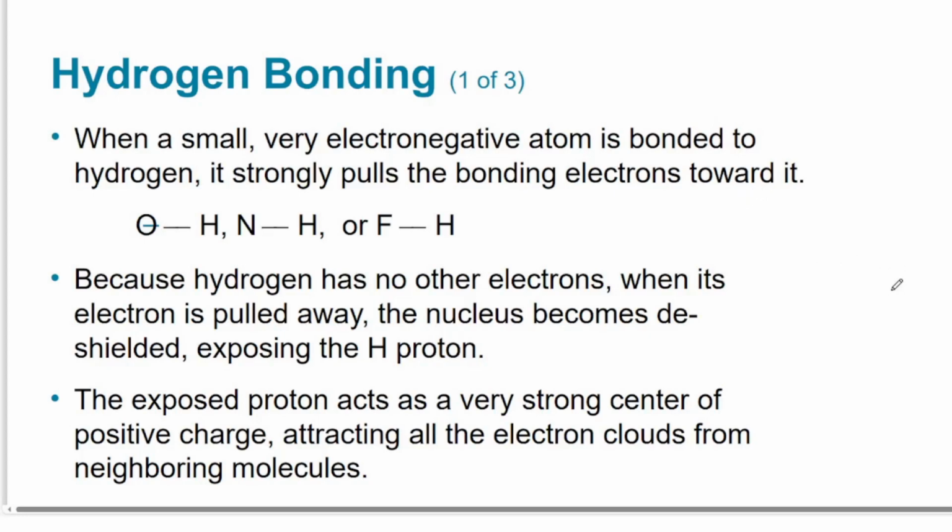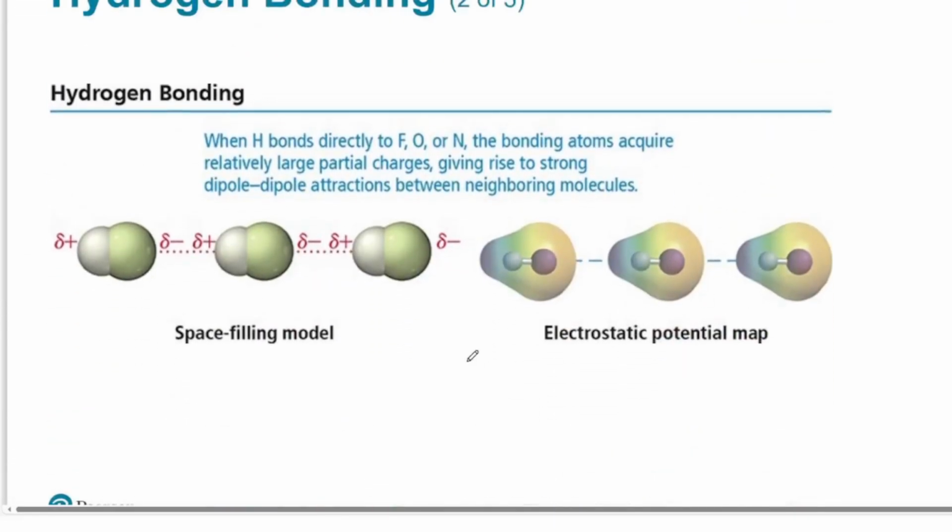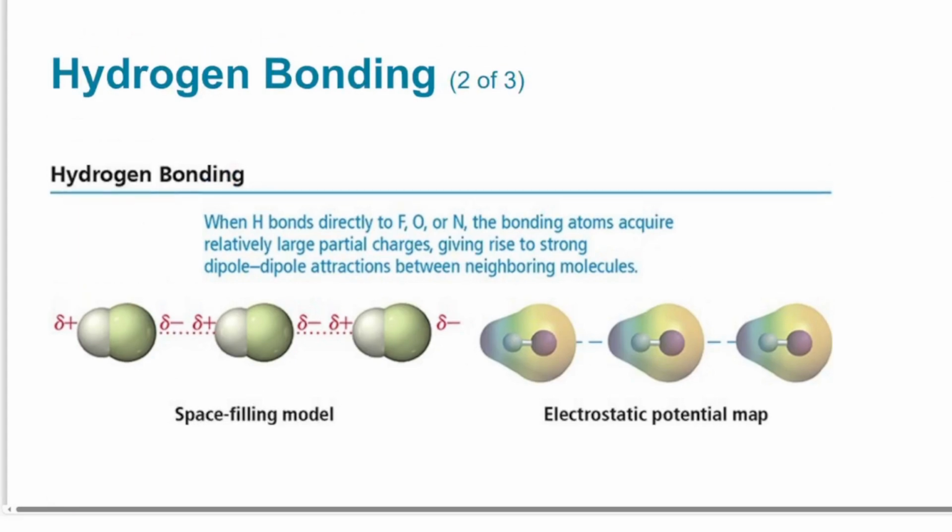So because hydrogen has no other electrons, when its electron is being pulled away by a more electronegative atom, the nucleus becomes de-shielded, which exposes the proton there and leaves a partial positive charge. And this partial positive charge is really stronger than the partial positive that generally exists when we have just a regular dipole in a molecule. So hydrogen bonding is a dipole-dipole interaction, but it's unique in that it is stronger than a normal dipole-dipole interaction.